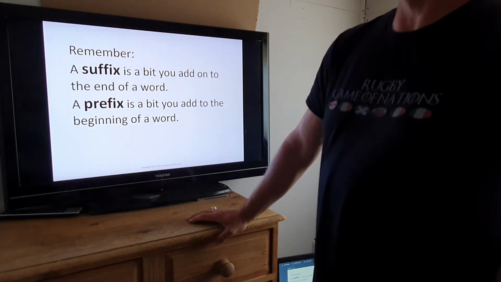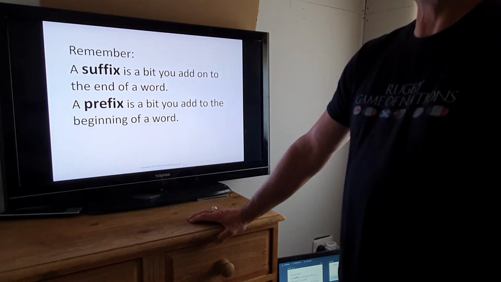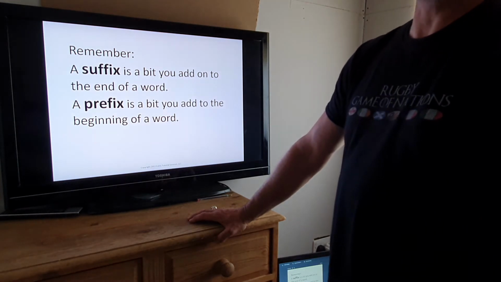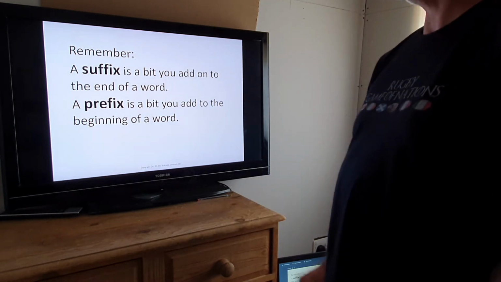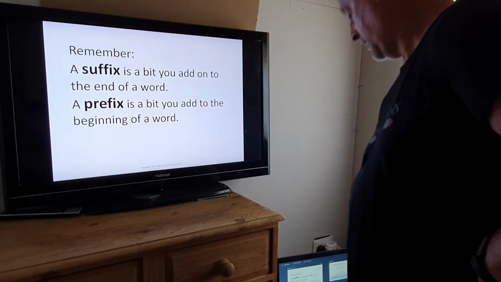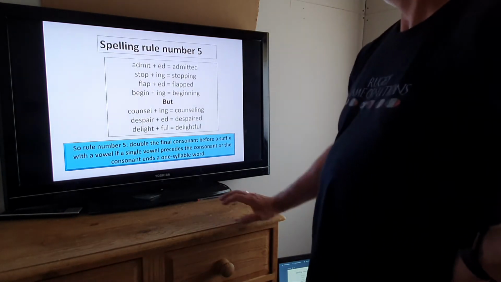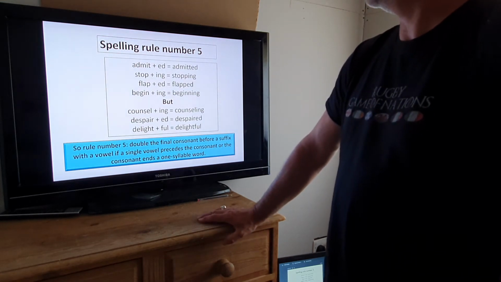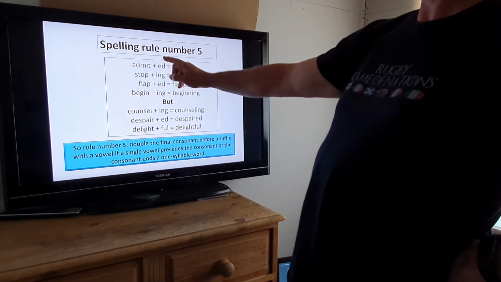Right, the thing to remember before the last bit, a suffix is a bit you add on to the end of a word, and a prefix is a bit you add to the beginning of a word. Okay, so it moves us on to the final one, spelling rule 5. You've got these examples here.